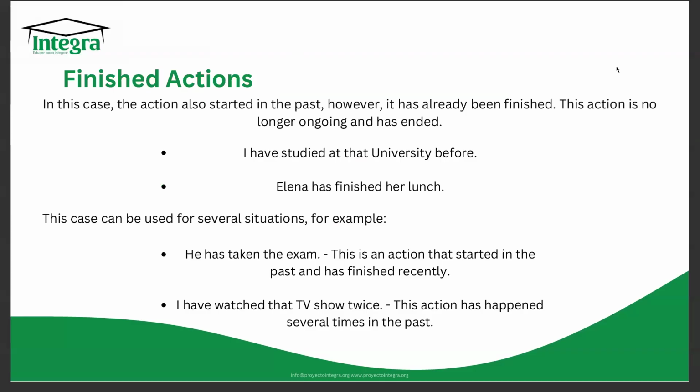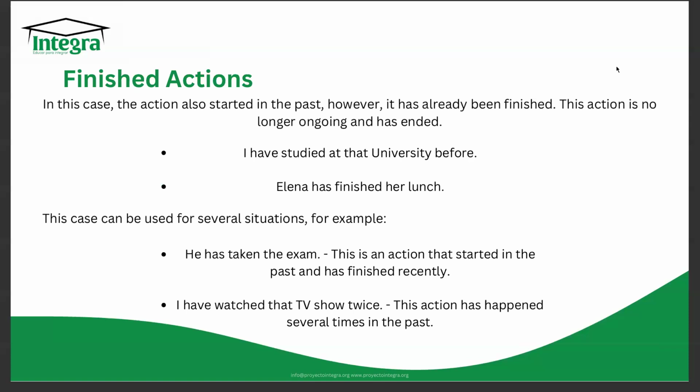Then we have finished actions. So the action can be finished, but the thing is that the action started in the past and it has been completed. But the key thing in this is that the action started in the past. For example, I have studied at that university before. So some time ago, I studied there. And then Elena has finished her lunch. So she started in the past and she finished in the past too.